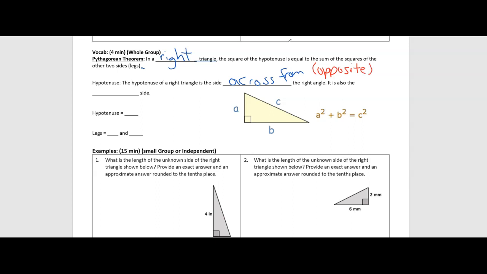It is also the longest side. Now here's the problem. Sometimes it may not be clear exactly what side is the longest side. There may be two sides that are really close. So if you can identify the right angle, right angle here, so the side across from the right angle, C, is going to be our hypotenuse. This works every single time. The hypotenuse is always opposite or across from the right angle. So in this yellowish triangle, our hypotenuse is C, and our legs are A and B.